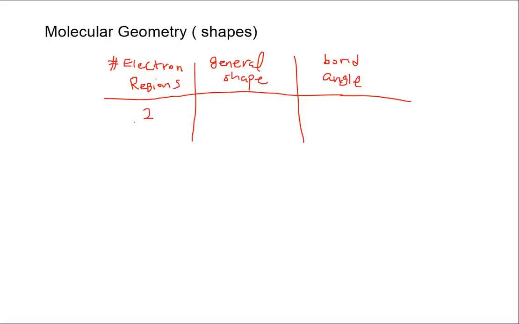If we have two electron regions, like the case we have in CO2, in CO2 we have two electron regions here, 1, 2. Though each electron region has 4 electrons inside it, around the carbon atom there are 2 electron regions. Because electrons repel each other, they stand at an angle farthest apart from each other. That's why this is a 180 degree angle, and the shape of the molecule is linear.